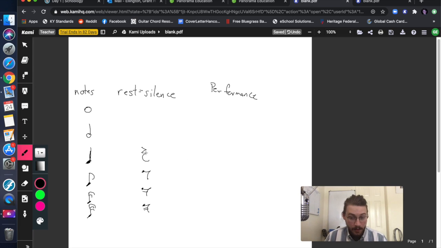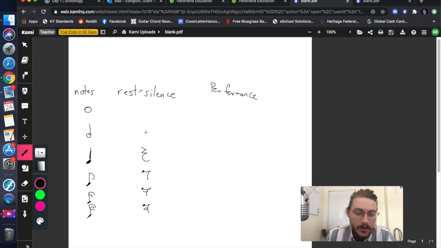So that's our quarter rest, because it's the same as a quarter note. A quarter note makes sound, a quarter rest doesn't make sound. An eighth note makes sound, an eighth rest doesn't make sound. A sixteenth note makes sound, a sixteenth rest doesn't make sound. A thirty-second note makes sound, a thirty-second rest doesn't make sound. This is where it gets a little more funky.